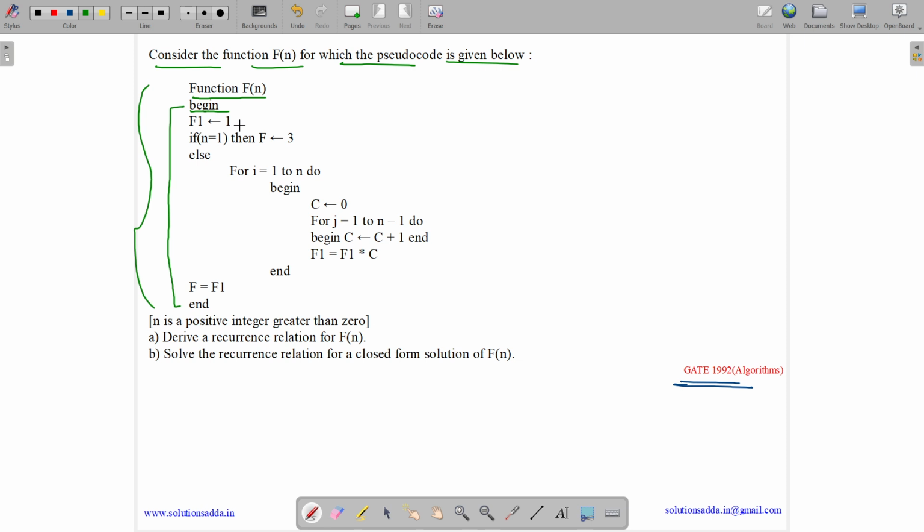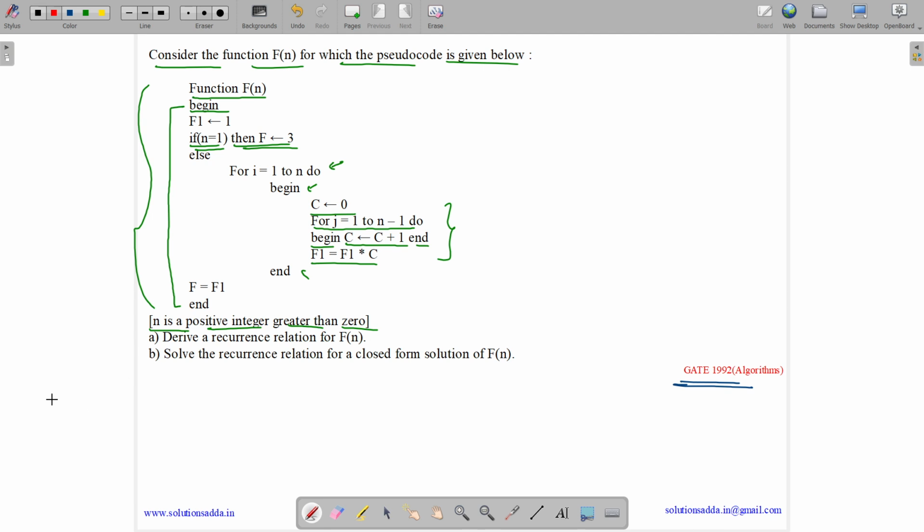Then first we create a variable f1 and assign a value 1 to it. Then if n equals to 1, then the value of f we store as 3. Else we take a loop from I equals to 1 to n, begin, end. In the loop we do c equals to 0, and for j equals to 1 to n minus 1, begin, c equals to c plus 1, end, and f1 equals to f1 into c, where n is a positive integer greater than 0. Then it is asking derive the recurrence relation for fn.